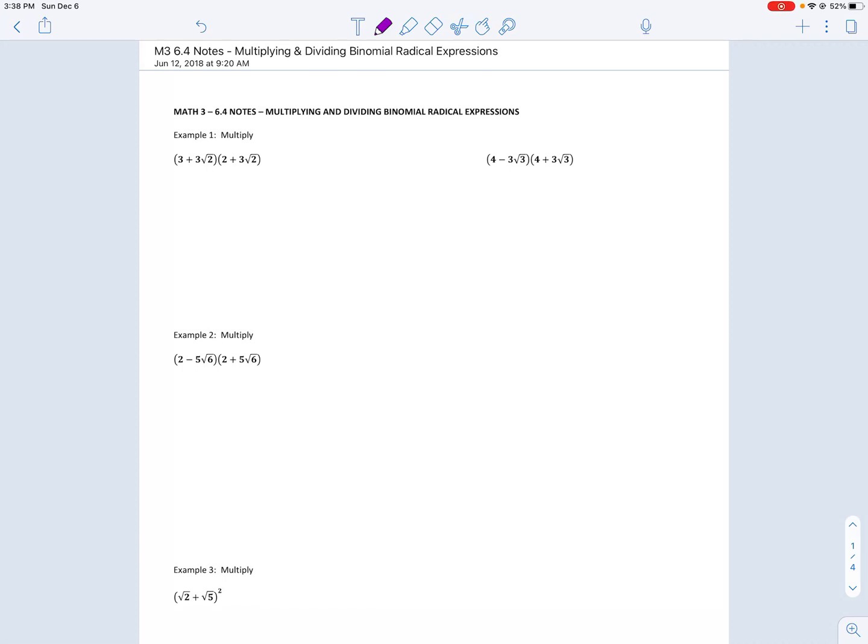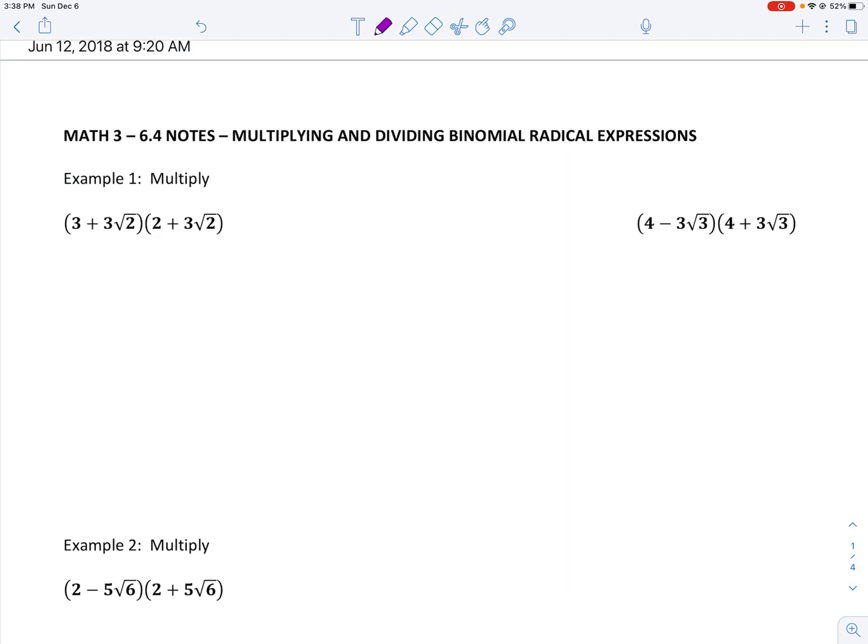Good afternoon. Today we are talking about note 6.4, multiplying and dividing binomial radical expressions. We saw a little of this at the end of section 6.3. When you're multiplying binomials, remember we can always use the concept of FOIL, or technically it's the distributive property.